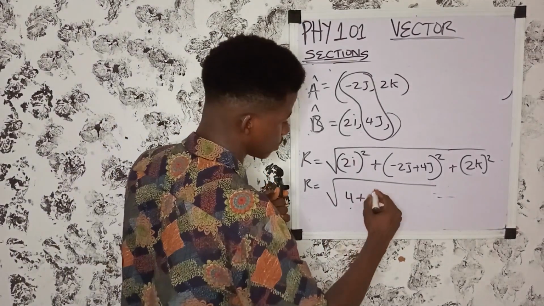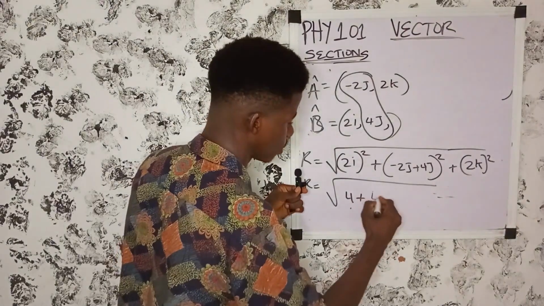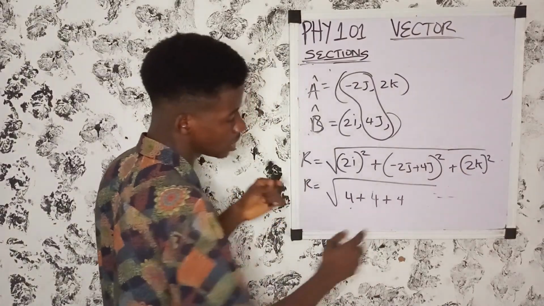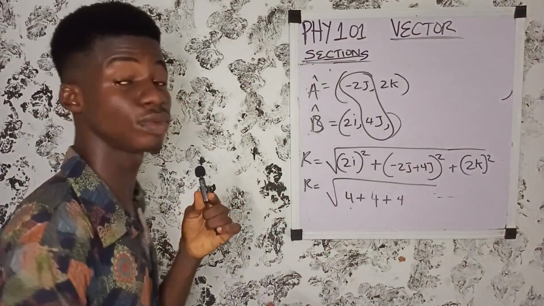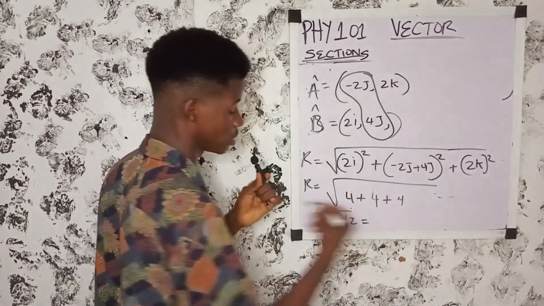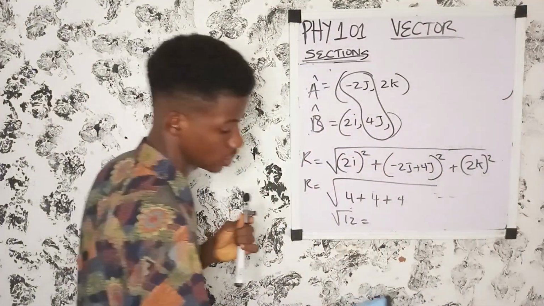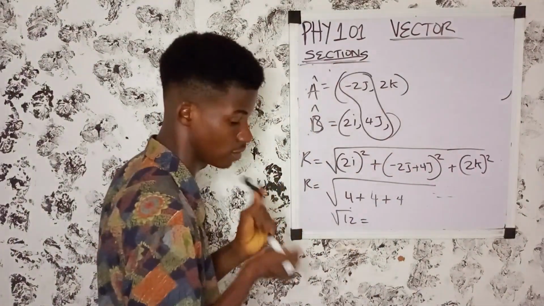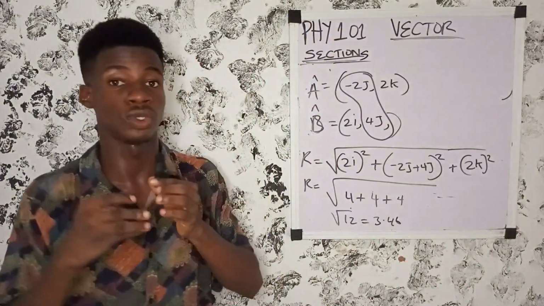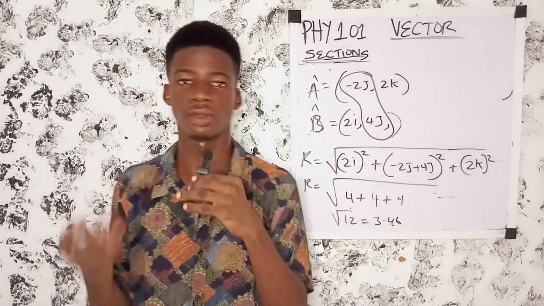Then 2 squared will give us 4. Let's continue. Plus 2 squared again will give us 4. Adding everything gives us 12. Now, the square root of 12 is 3.46. So this is how to add vectors using the vectorial method. Now let's move to how to add vectors using the parallelogram method.